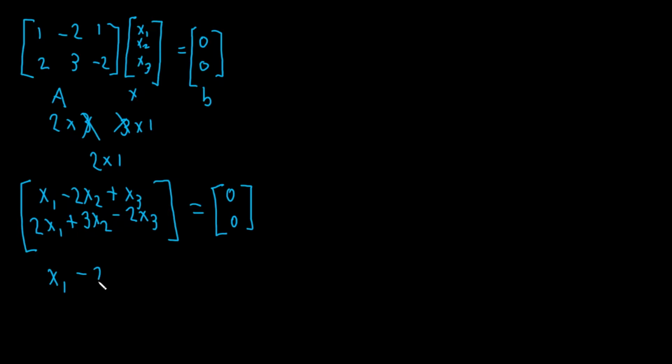So x1 minus 2x2 plus x3 should equal, well, that's the first row of Ax, so it should equal the first row of b, so it should equal 0. Now we'll have 2x1 plus 3x2 minus 2x3 is equal to 0 because row 2 of Ax has to equal row 2 of b.